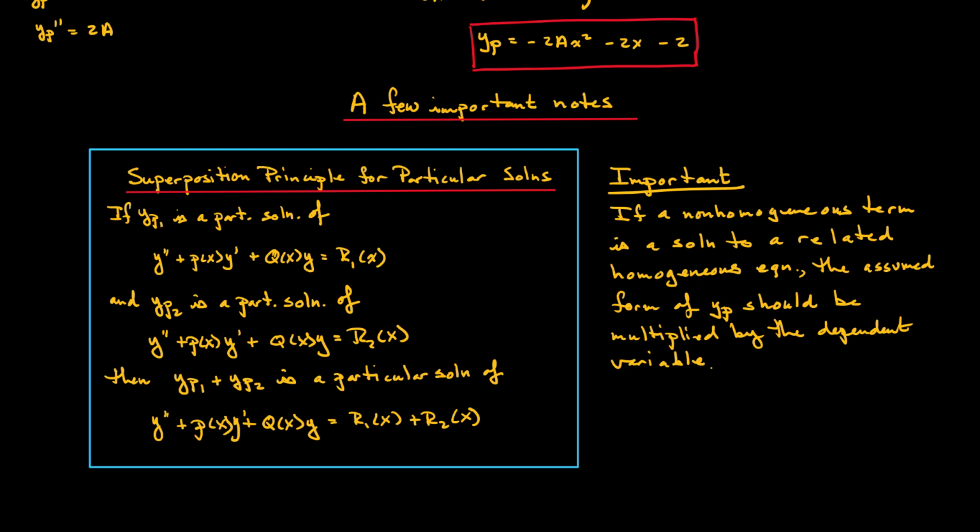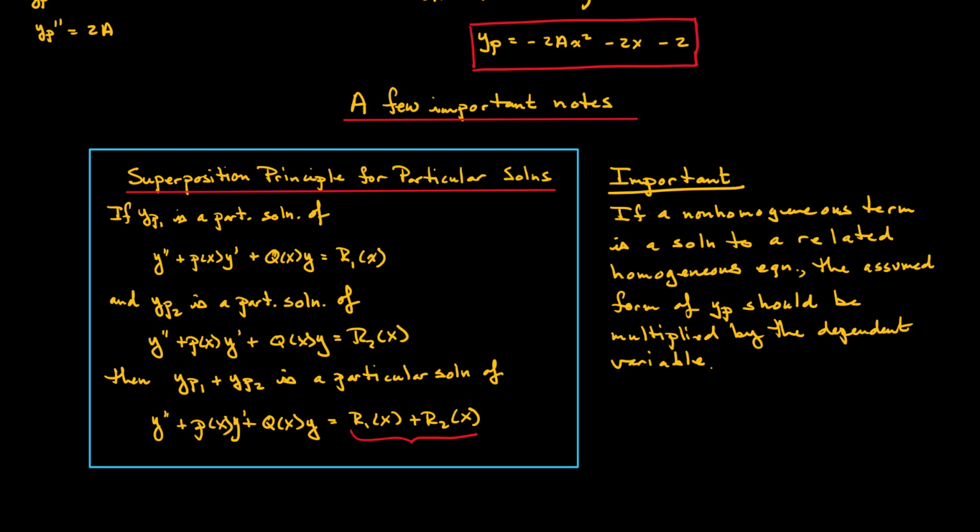Before we continue with a few more examples, I want to point out a few important notes. The first one is what we call the superposition principle for particular solutions. And this helps us deal with non-homogeneous terms that might be complex. That is, of the form like this, where you have perhaps multiple terms.